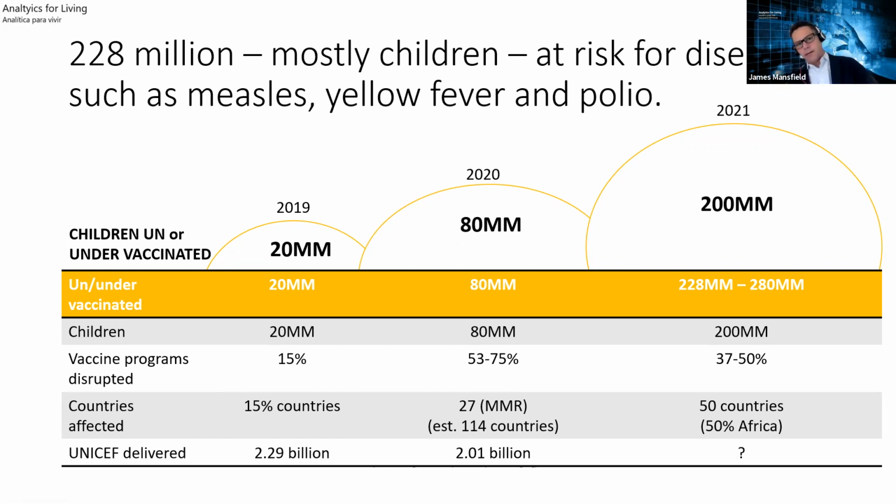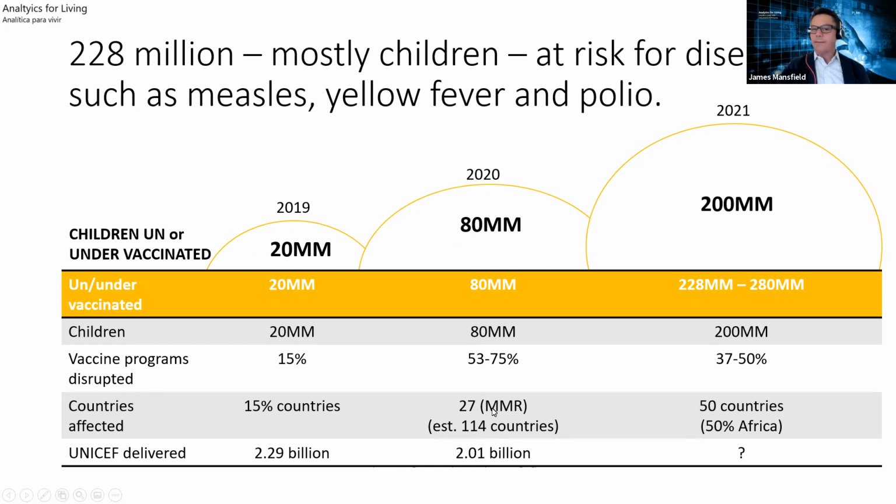Well, then COVID comes around. I've watched this closely, and in 2020 that number went almost four times higher, to 80 million unvaccinated children. Primarily it's because 53 to 75% of those vaccine programs were disrupted. Roughly 114 countries were affected.